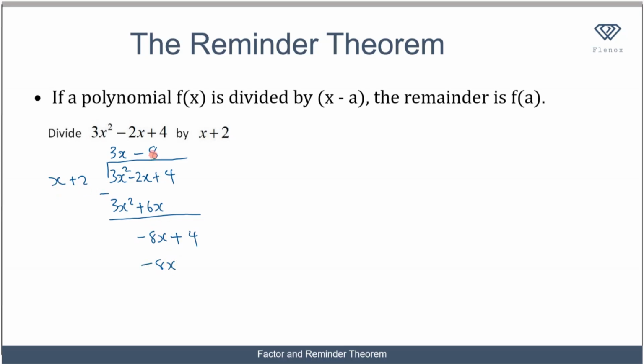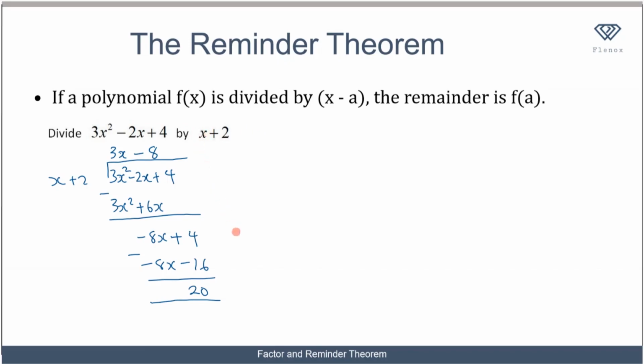Minus 8 times x will give me minus 8x. And minus 8 times 2 will give me what? Minus 16. So when I do this now, what do I get? I get minus 8x minus minus 8x gives 0, and 4 minus minus 16 will be 4 plus 16, and that is equal to 20. So the remainder when I divide this by this is 20. Since the remainder is not 0, it means that this is not a factor.